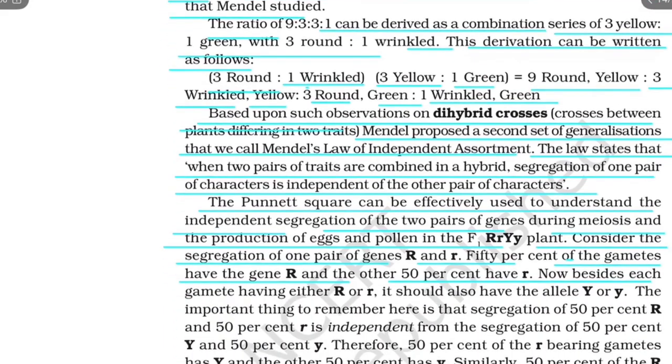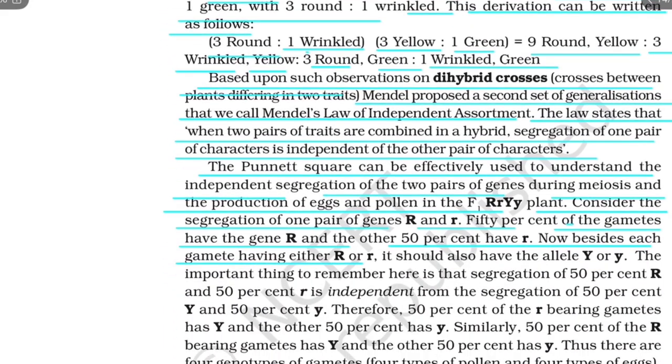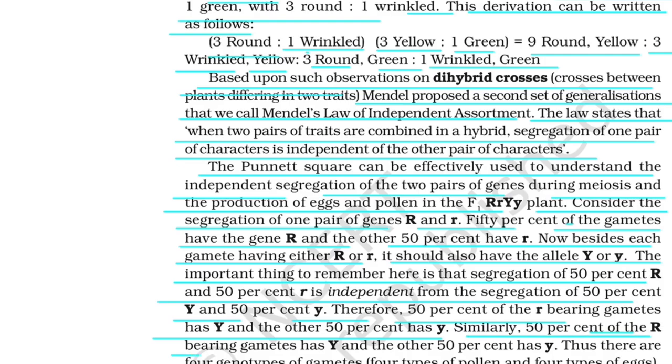But now, besides each gamete having either R or r, it should also have the allele Y or y. The important thing to remember is that the segregation of 50% R and 50% r is independent from the segregation of 50% Y and 50% y. Therefore, 50% of R-bearing gametes have Y and the other 50% have y. Similarly, 50% of the r-bearing gametes have Y and the other 50% have y.